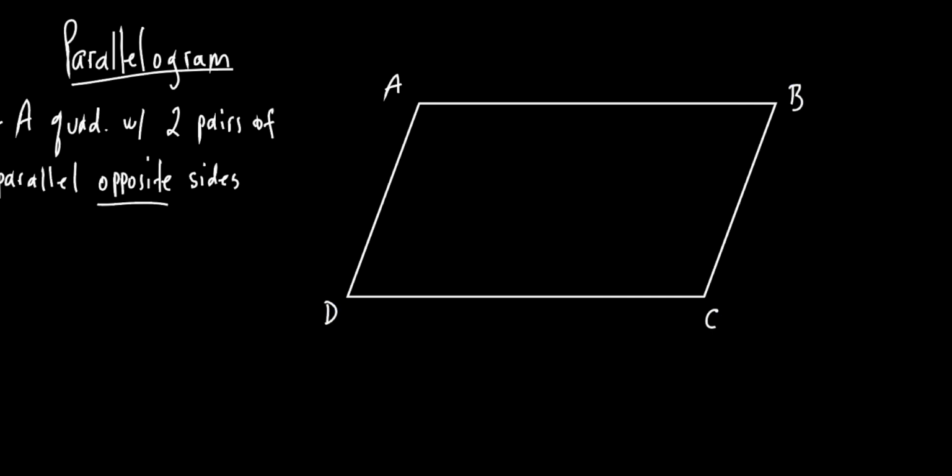What would be my opposite sides? AB and what? DC, right, or CD, right? AB and DC, they would be opposite, correct? And then AD and what else? BC would be opposite. Agreed? All right, so they would be opposite sides. What's true about the opposite sides, though? They're parallel to each other.